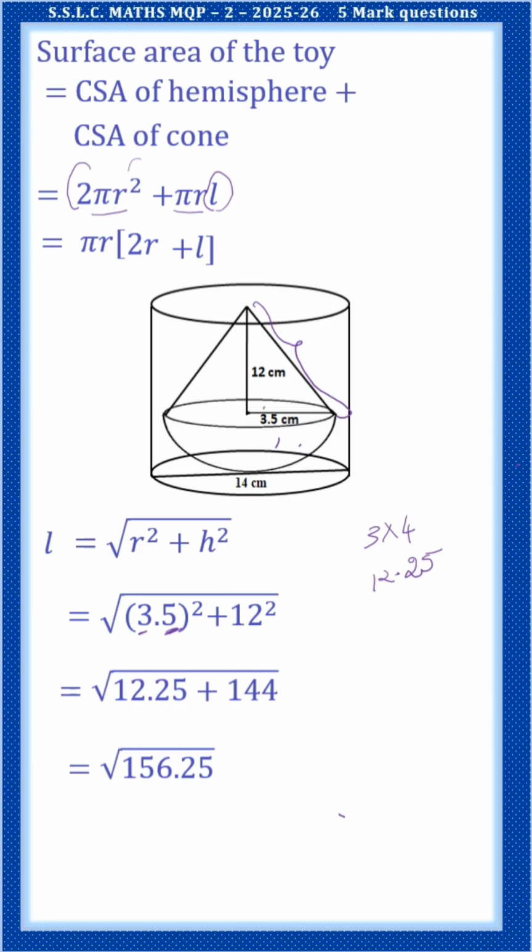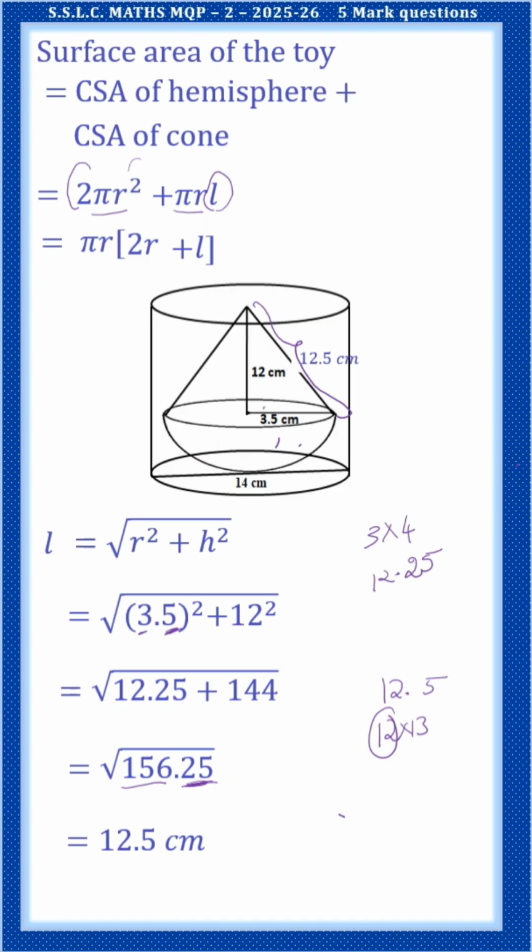If you add these two, you will get 156.25. You have to take the square root. Again, you saw here 25. So in the root, you will find 5 in the units place. 156: see the consecutive numbers which give the product as 156. 12 into 13. Take the first number, 12.5. So its square root is 12.5 centimeter. So slant height is 12.5 centimeter.